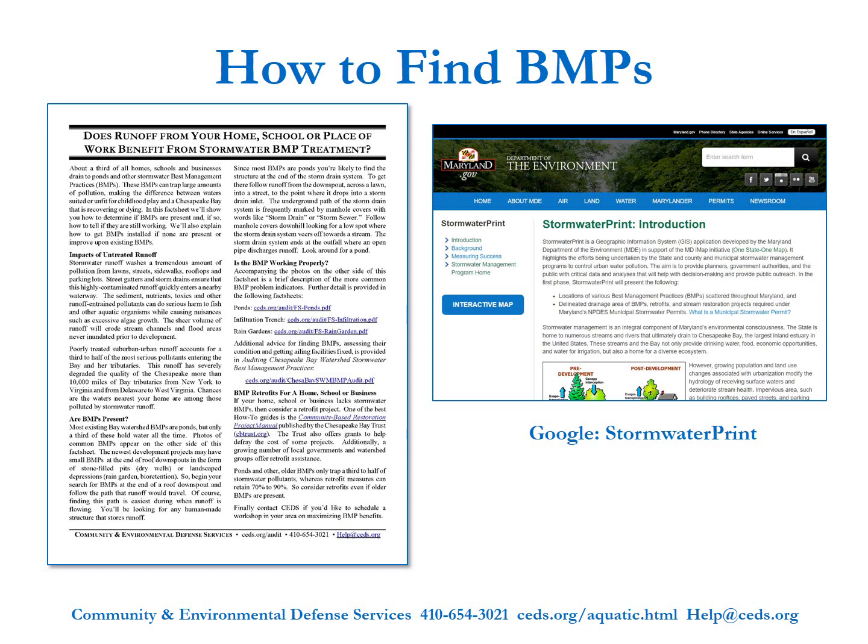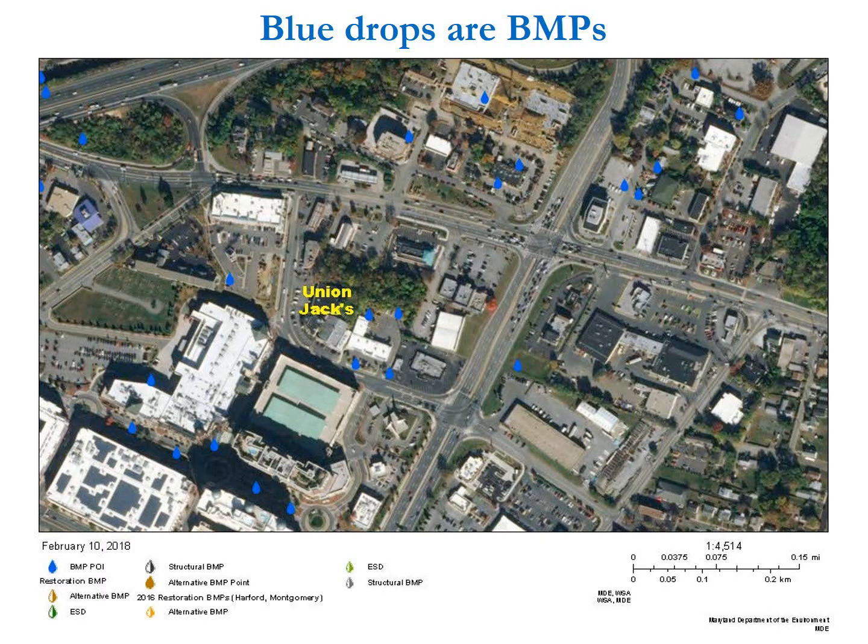We also have this fact sheet on the left that explains how to find BMPs. But an easier way is to use the Maryland Department of the Environment Stormwater print webpage shown on the right. And here we see a stormwater printout of BMPs in the area where we're at now. This is Union Jacks, and each of these blue dots is a stormwater BMP. In fact, this BMP, which is a micro bioretention facility serving the AAA office, is located 50 feet that way.